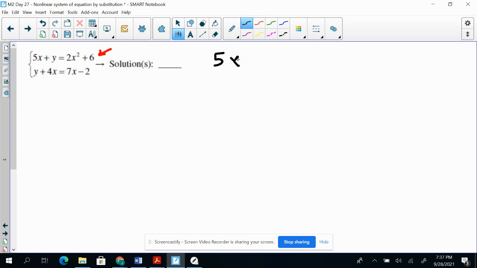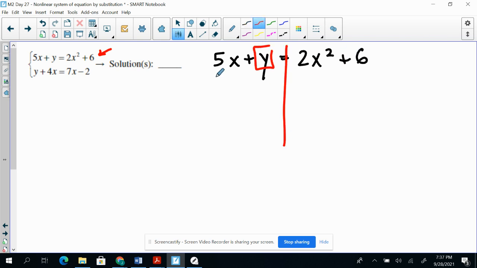So for 5x plus y equals 2x squared plus 6. So we're going to cross and we're going to get y by itself. So we're going to subtract 5x. There isn't a 5x over here, but I like him in the middle because that means he's in standard form and in descending order of exponents for a quadratic. All right, so y equals.